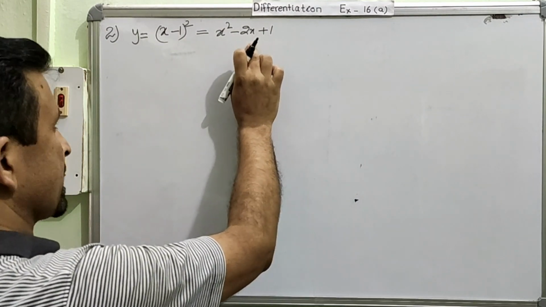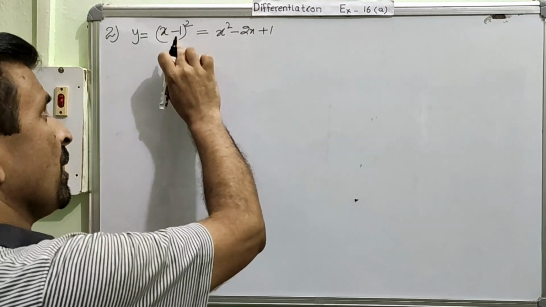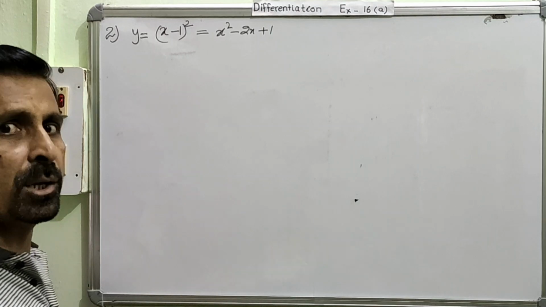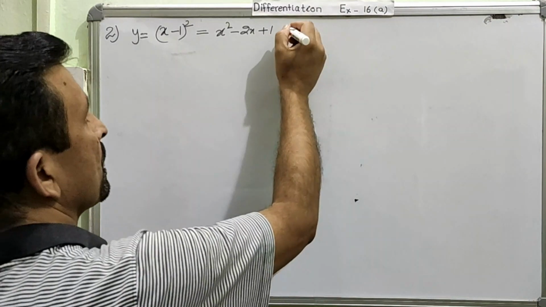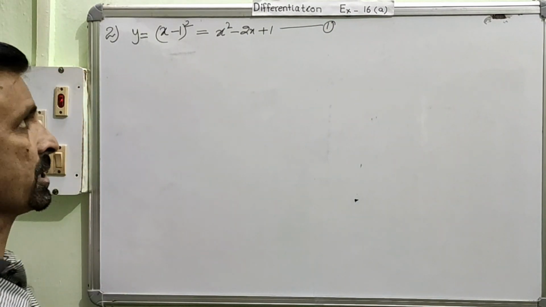Finding the derivative of this function will be much easier than finding the derivative of this one, right? For this also we have a method, but in the long run you will learn. So, as far as possible, try to find the derivative by simplifying the function.